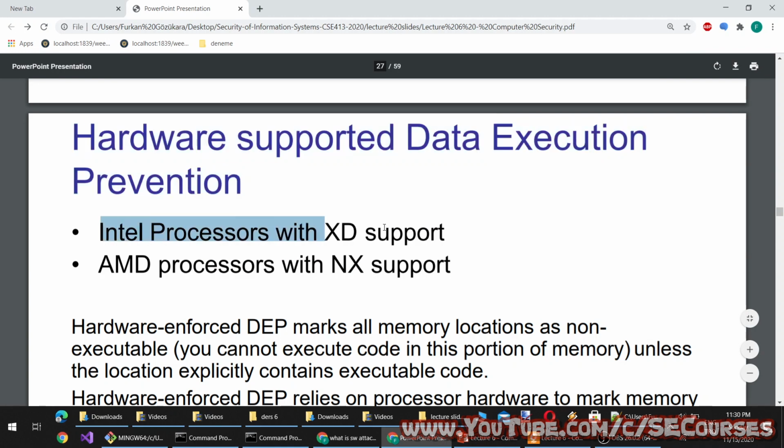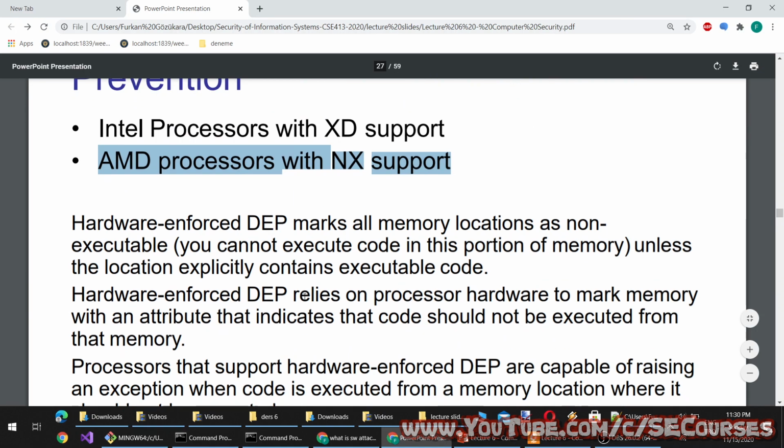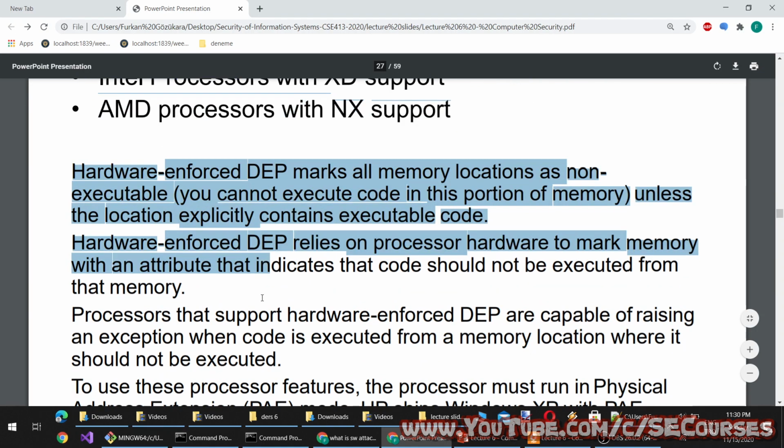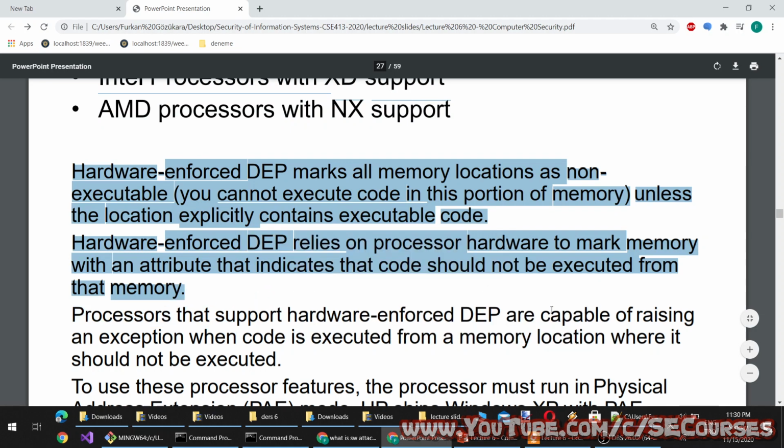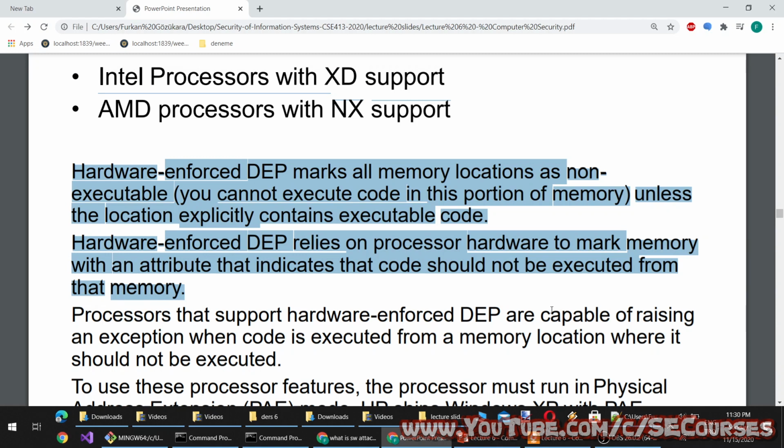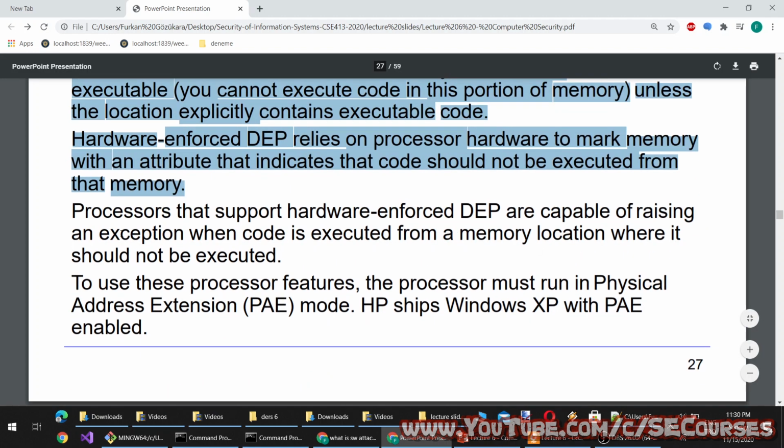Hardware-supported data execution prevention. Intel processors with XD support. AMD processors with NX support. Hardware-enforced DEP marks all memory locations as non-executable. You cannot execute code in this portion of memory unless the location explicitly contains executable code. Hardware-enforced DEP relies on processor hardware to mark memory with an attribute that indicates that code should not be executed from that memory.